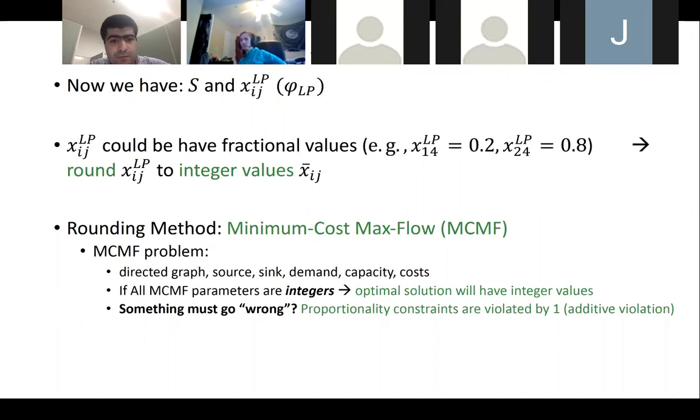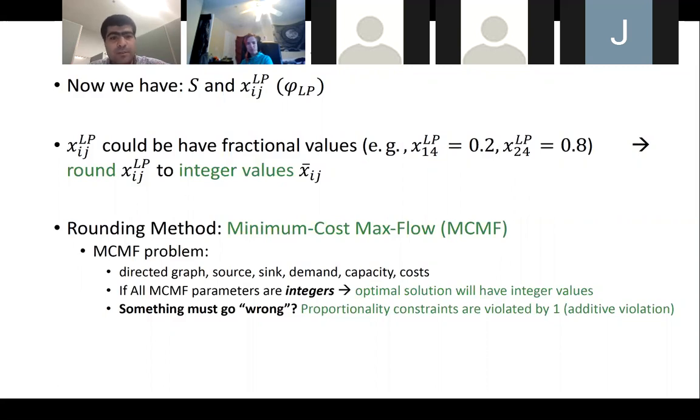The rounding method we used is based on minimum cost max flow. So just a reminder of minimum cost max flow problems. We have a directed graph, we have a source, a sink, we have demands and capacities in the flows, and we have costs as well on the edges. The nice property of minimum cost max flow problems is that if the parameters of the problem are integers, then we can get the optimal solution with integer values. And this is basically the property we use to get values for xij that are either 0 or 1.